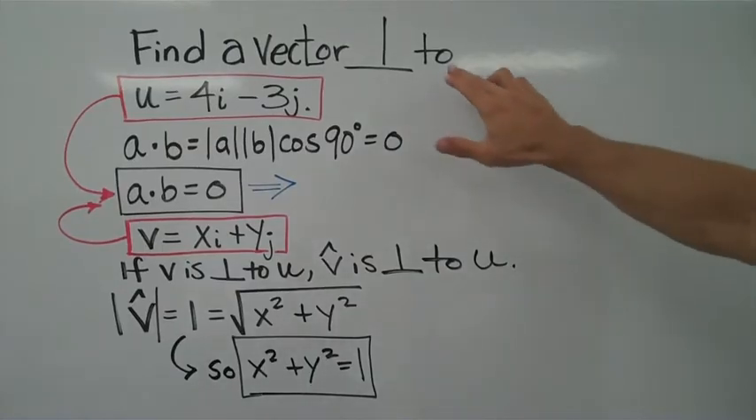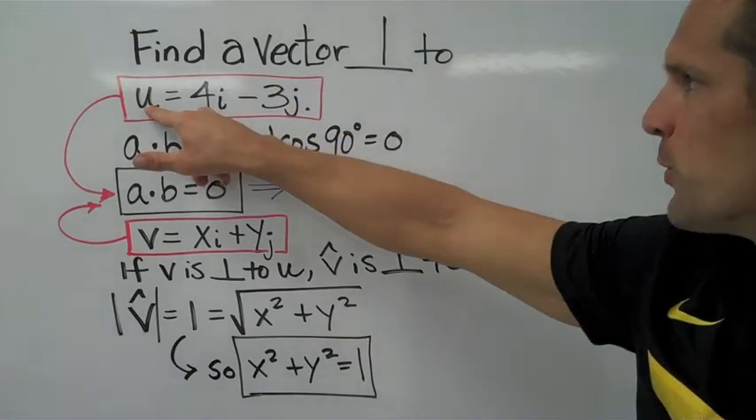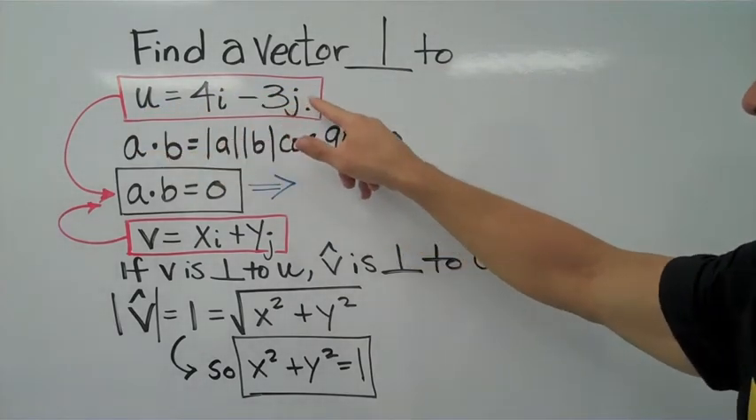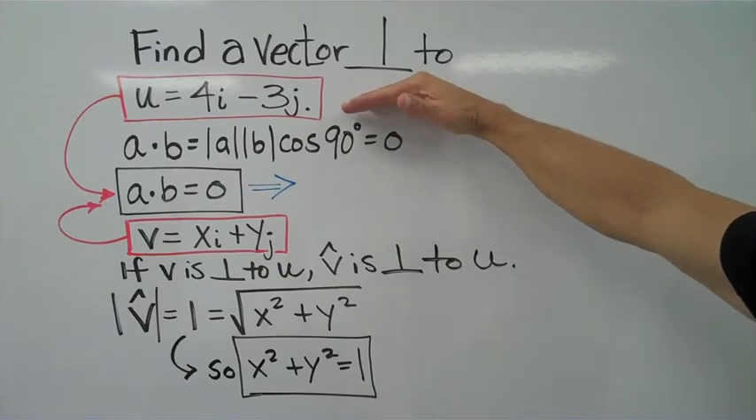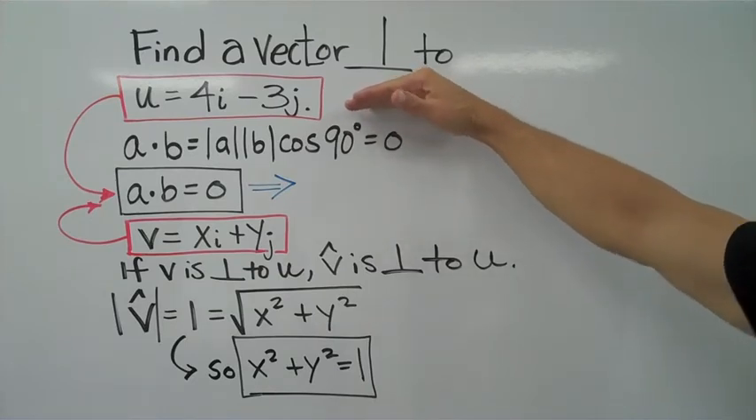Find a vector perpendicular to u, which equals 4i minus 3j. Well, that's the question here. We've got to find a vector that's perpendicular to u. Well, what do we know about perpendicular vectors?